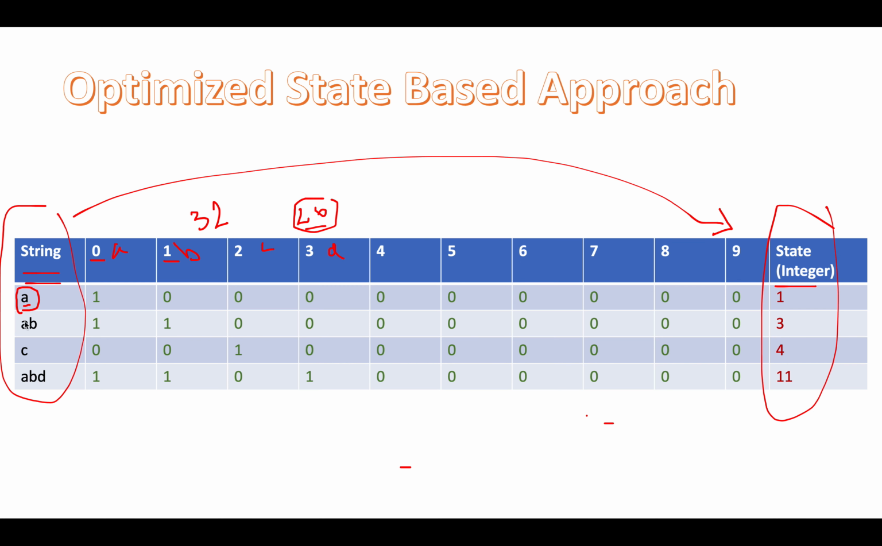So let's start the operation. The first string is A. We enable the 0th index bit using the left shift operation, and the resultant state becomes 1.